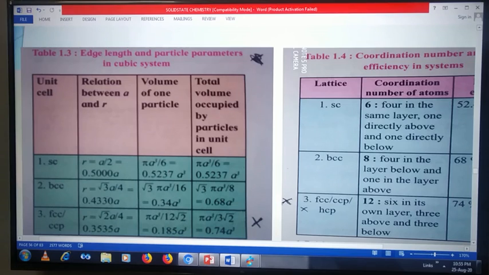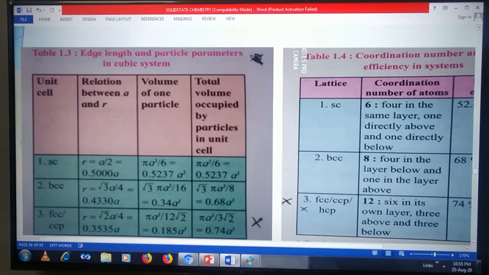Total volume occupied by the particles in the unit cell is the same, because we know that in simple cubic there is only one particle, so we get the same relation for the total volume also. Now the second one, that is the BCC.